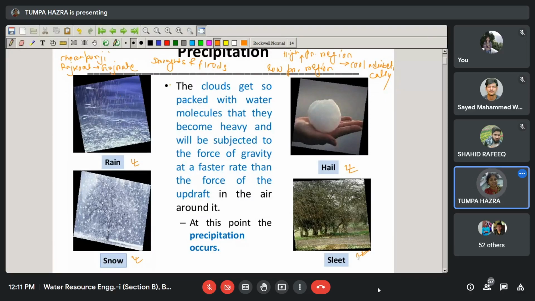Now, these clouds get so packed with water molecules that they become heavy and are subjected to the force of gravity at a faster rate than the updraft in the air around them. At this point, precipitation occurs. Therefore, for forming precipitation, number one, you should have sufficient moisture in the atmosphere.